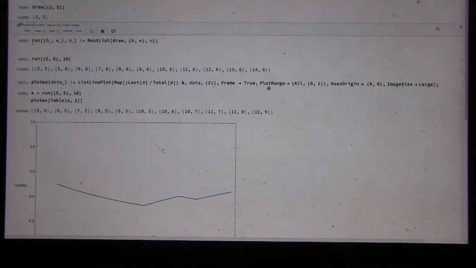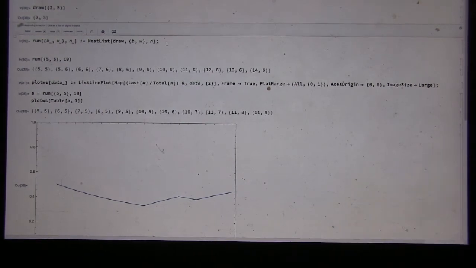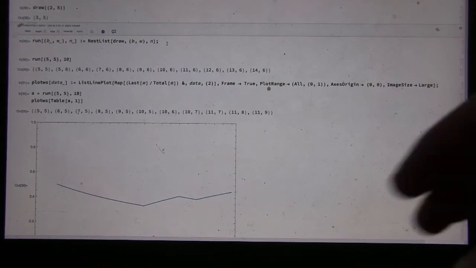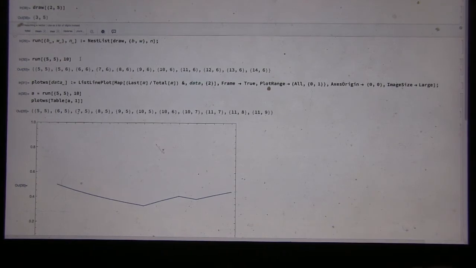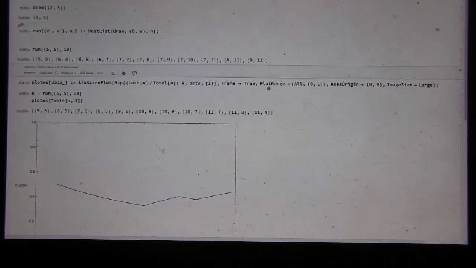And then, so what about this command here? Run BWN equals nestless draw. What's going on here? This basically runs our draw function n times, and then just uses the previous result to run the next trial. So it's stepping along with the process that we're doing. Okay, so we have an example here of 10 starting with 5, 5 and running 10 times. Here's another one. So why don't you explain what's happening there?